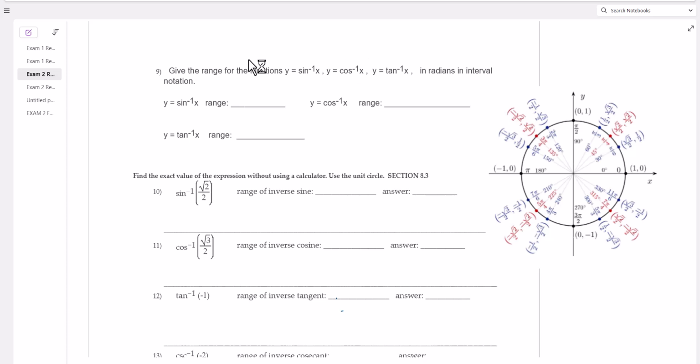Good morning. Welcome to the second part of this test review. In this part, I'm going to be going through and looking at mostly the inverse trig functions and what we learned to do with those.